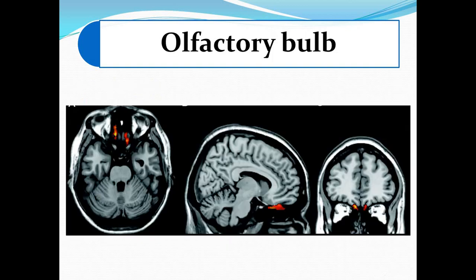Finally, the last structure of the cerebral hemisphere is the olfactory bulb. These are MRI images in axial view, sagittal view, and coronal view, showing the location of the olfactory bulb. It lies just inferior to the frontal lobe.